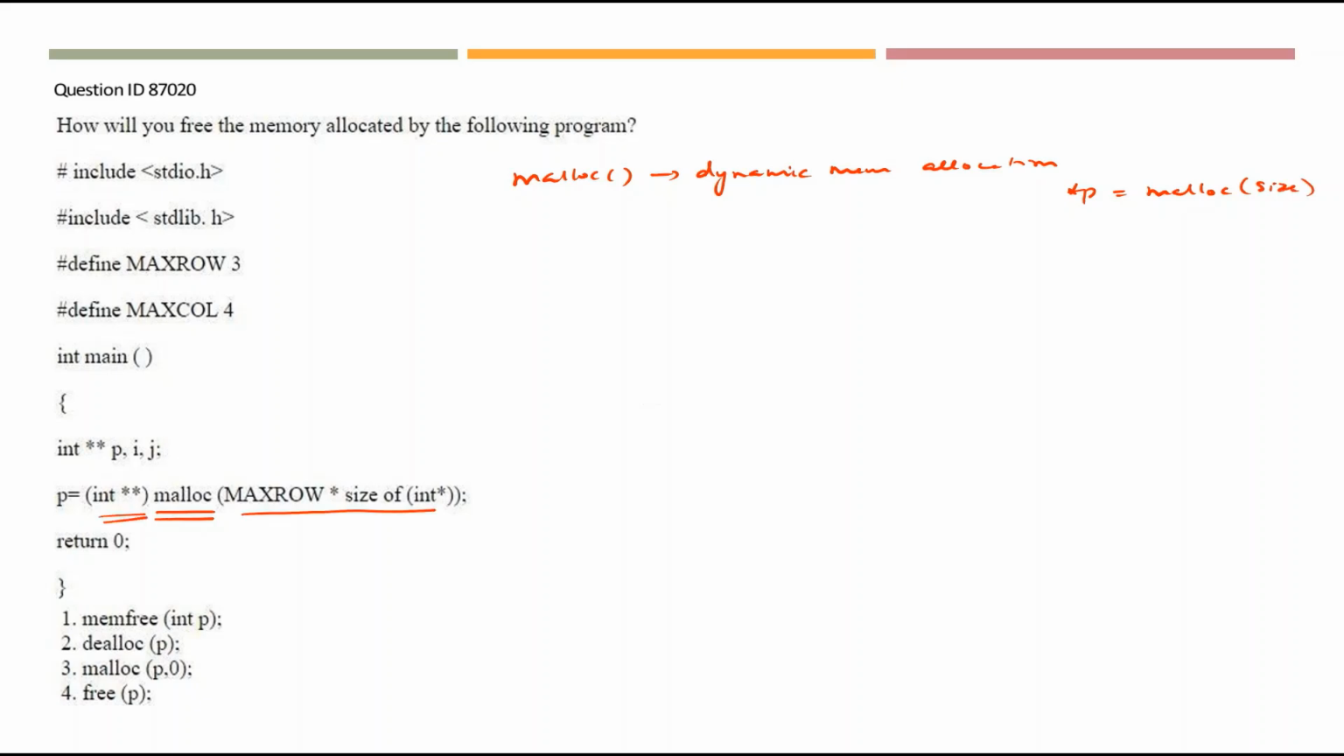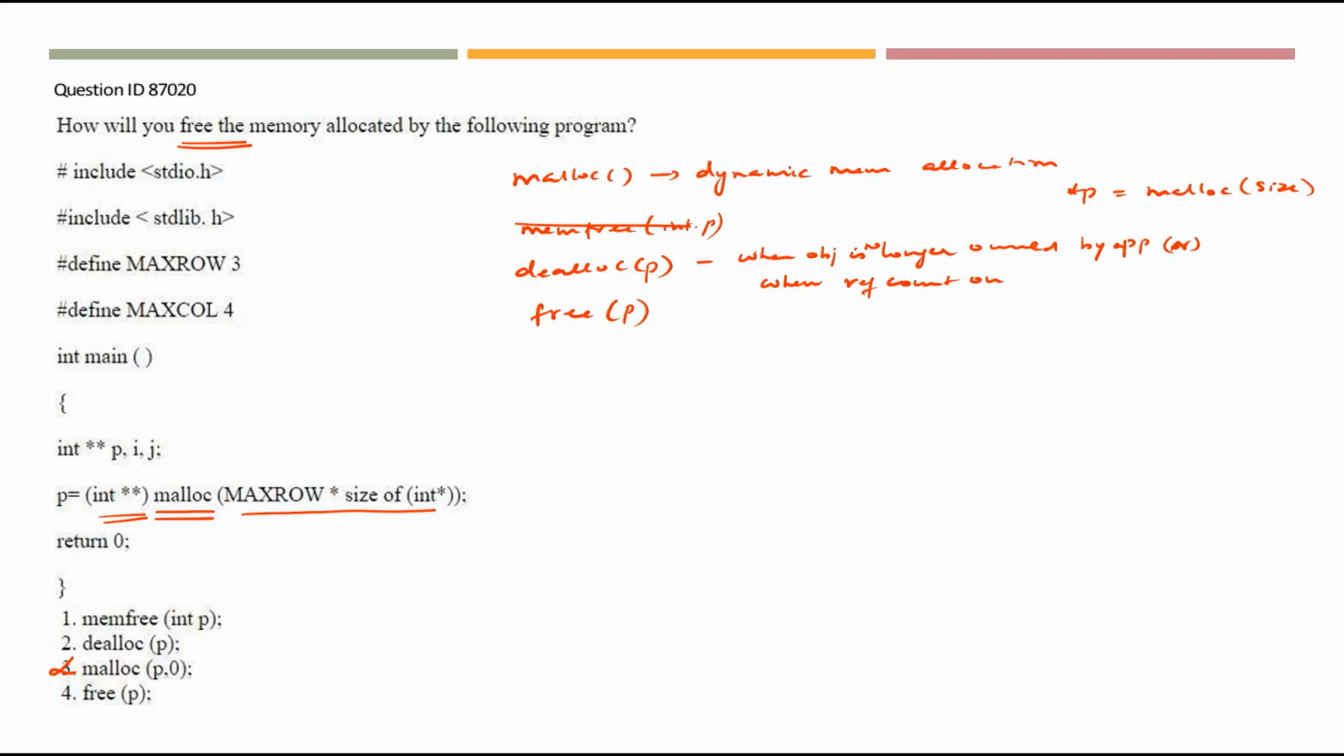Here the question is how to free it. So they have given three other functions, namely dalloc, memfree. Malloc will not be there for deallocating obviously, and the next is free of pointer. Memfree is not a part of this language, so let's take it away. What is dalloc? Dalloc is an Objective-C selector. When an object is no longer owned by any part of the application, in other words, when the reference count on the object drops to 0, the runtime will be calling dalloc.